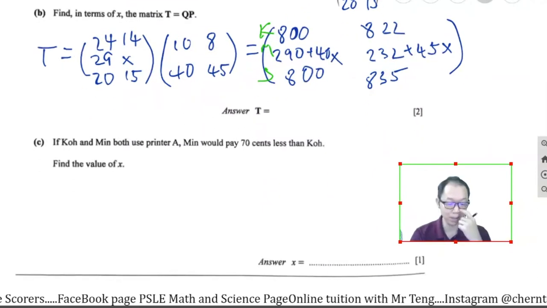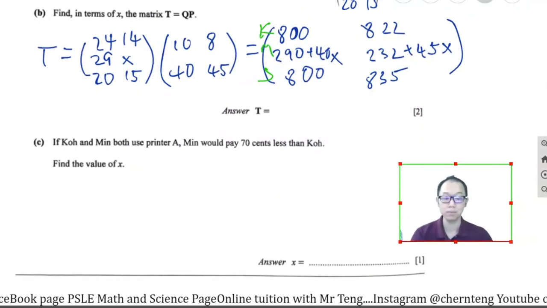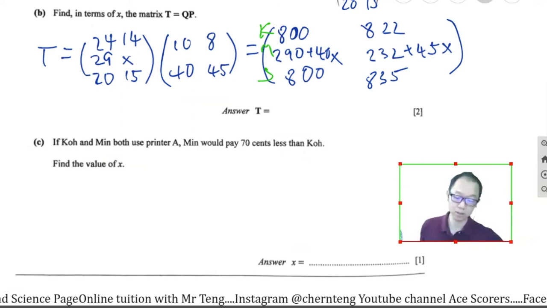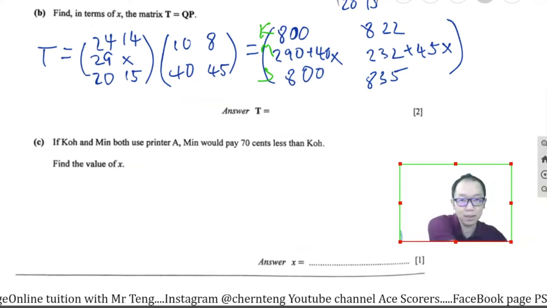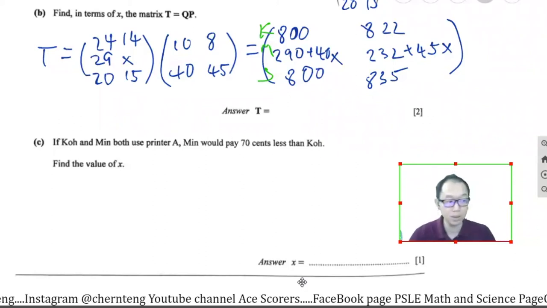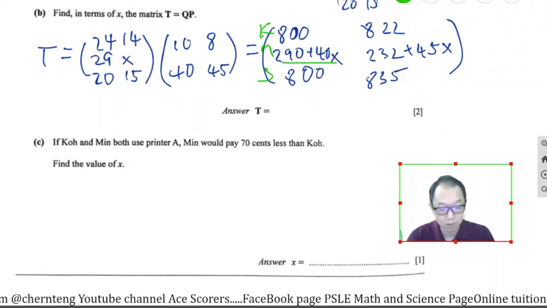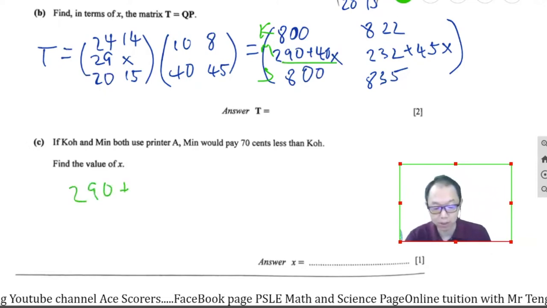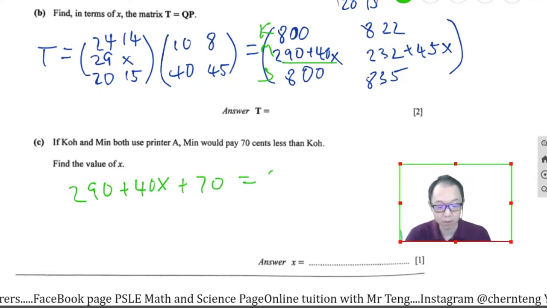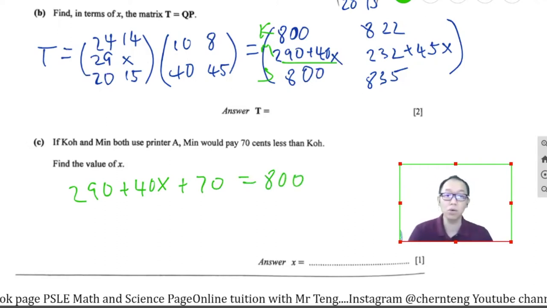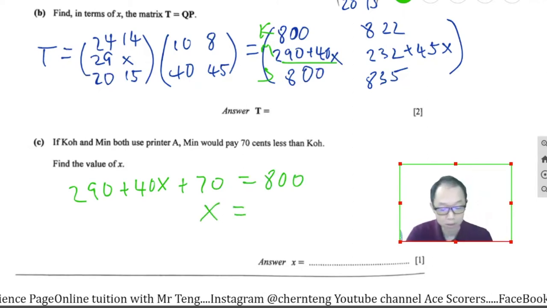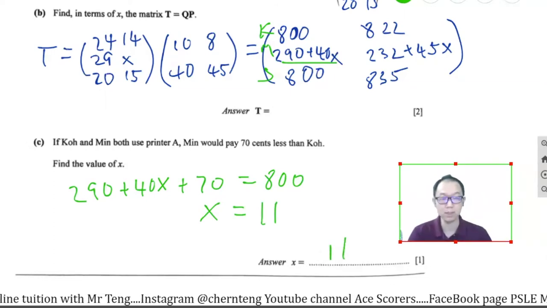Min will pay 70 cents less than Ko. So Min is the second one, 290 plus 40x. Can we find the value of x? The answer is yes, because Min would pay less. We take 290 plus 40x, and if we add 70 cents, it will be equal to 800, the amount that Ko has to pay. You evaluate this, which is pretty simple. You should get x equals 11.